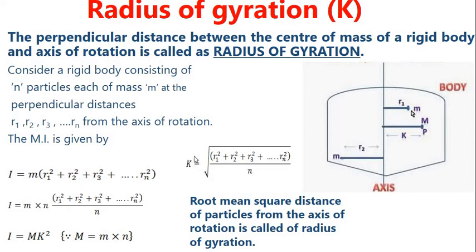Therefore, this radius of gyration k is defined as the root mean square distance. The square root of the mean of the squares of the distances of the particles from the axis of rotation is called the radius of gyration, denoted by k. The SI unit is meter.